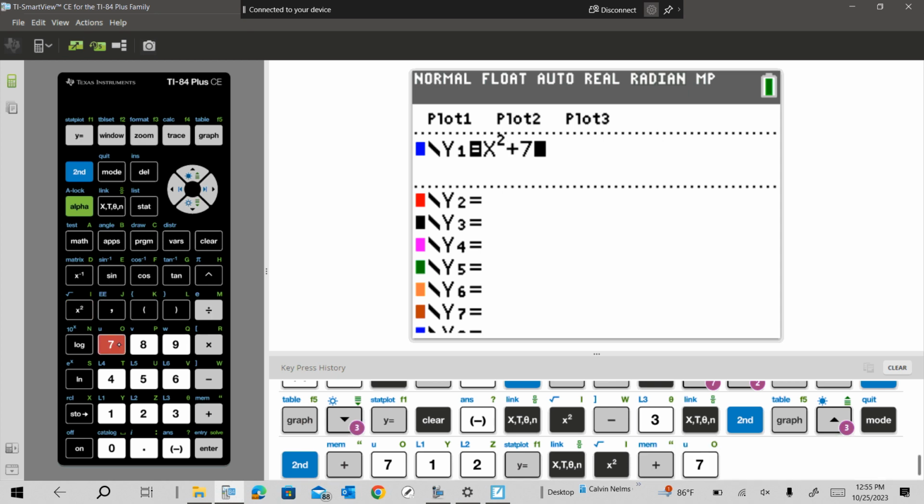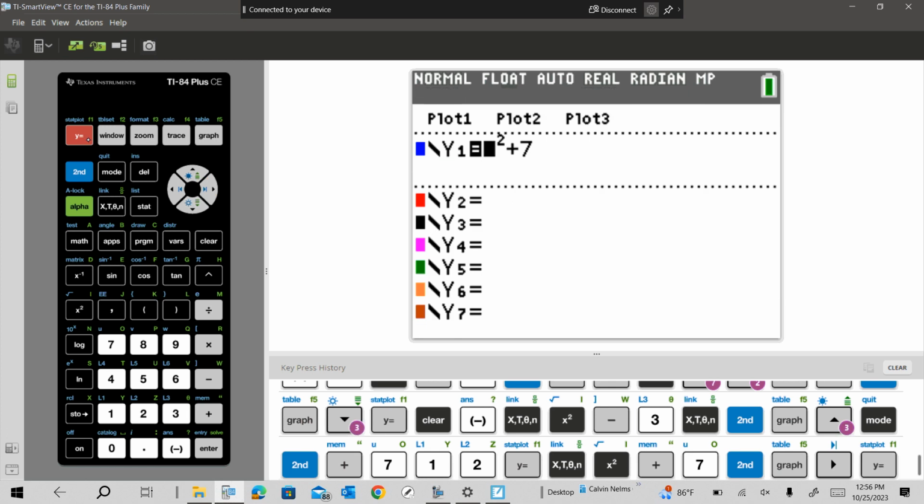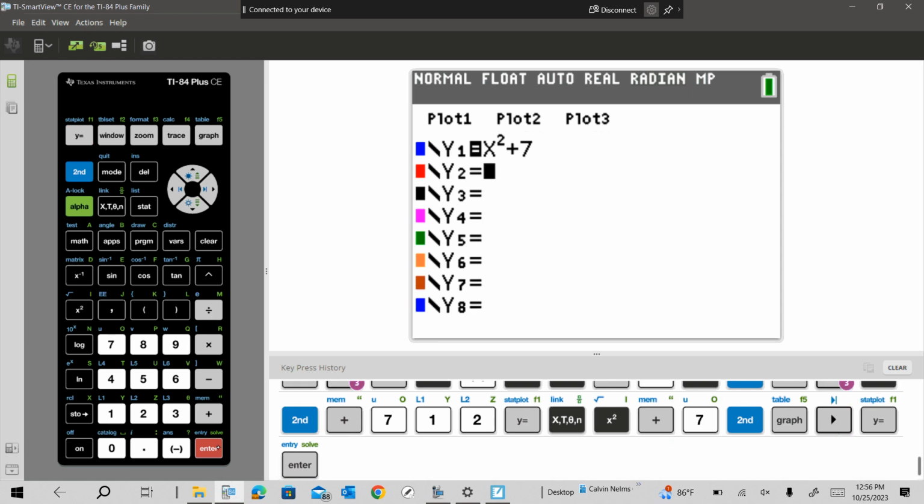Now you have to go to the table. Do y'all remember how to get to the table? Second graph gets you to your table. We have the output, meaning we have the y values. You go to y equals, you type in x squared plus 7. I'm doing number 16. Then you go second graph.